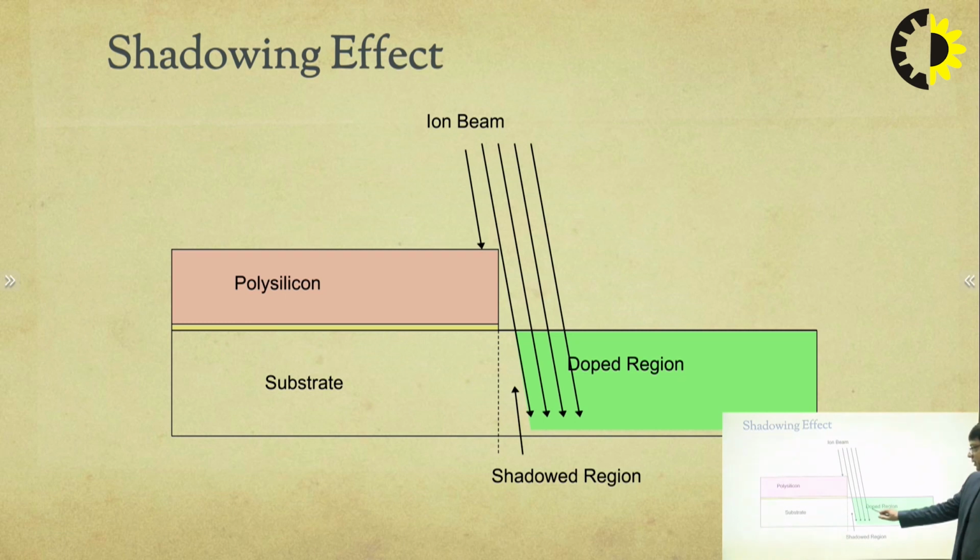Now, after the ion implantation, there is an area in which there is no doping. There are no dopants because the ions were coming at a certain angle. So this area is left. There is no doping in this section. So that is the shadowing effect.